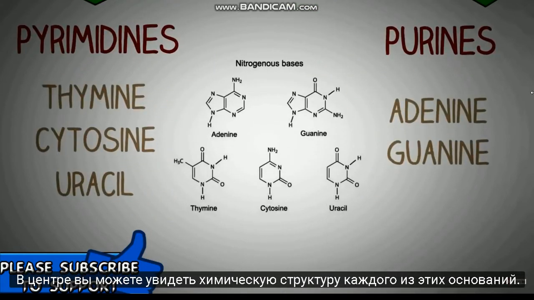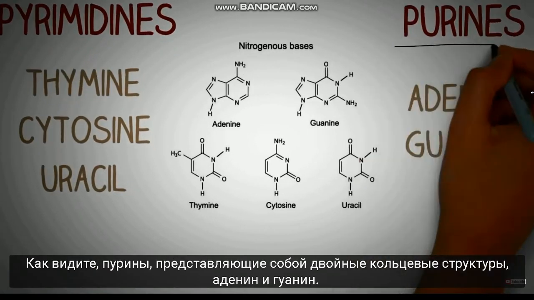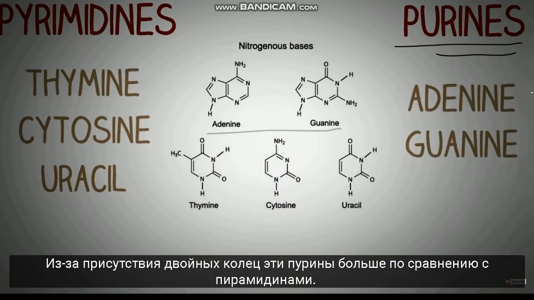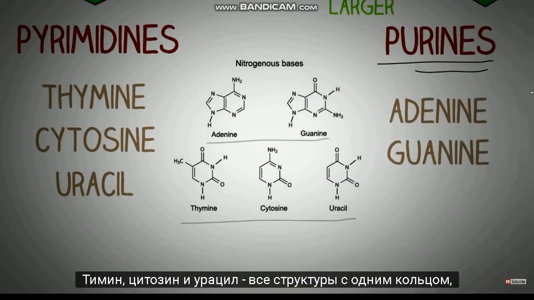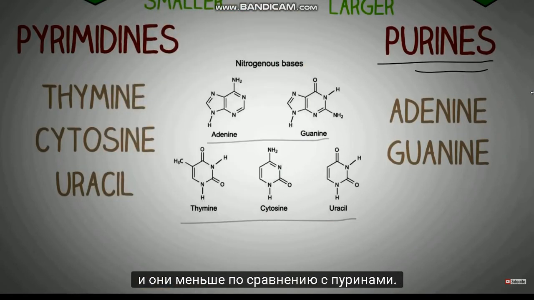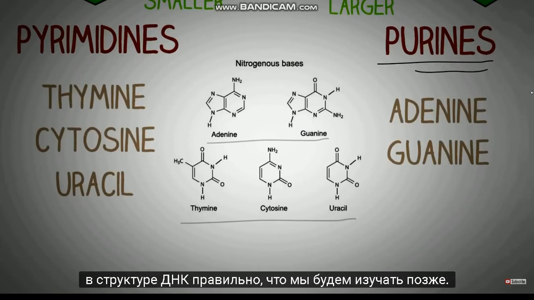In the center you can see the chemical structure of each of these bases. As you can see, the purines, adenine and guanine, are double ring structures. Due to the presence of double rings, these purines are larger as compared to the pyrimidines. Thymine, cytosine and uracil all are single ringed structures and they are smaller as compared to the purines. The difference in the size of these bases is very important as it helps to pair these bases in the structure of DNA properly, which we'll study later.